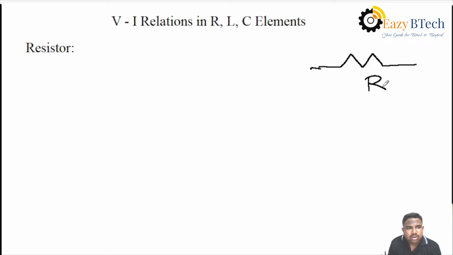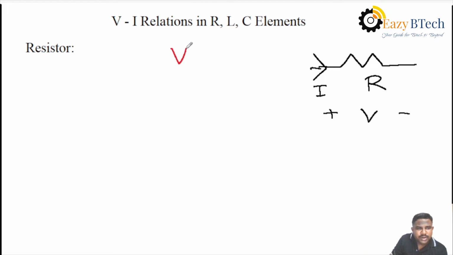The main property of the resistance is that whenever a current is passing through the element, some amount of energy of the electrons will be lost. That amount of energy is the voltage drop across the resistance. That voltage you can calculate according to Ohm's law. What is Ohm's law? At constant temperature, the voltage is proportional to the current. The proportionality constant is the resistance R, so V equals IR.